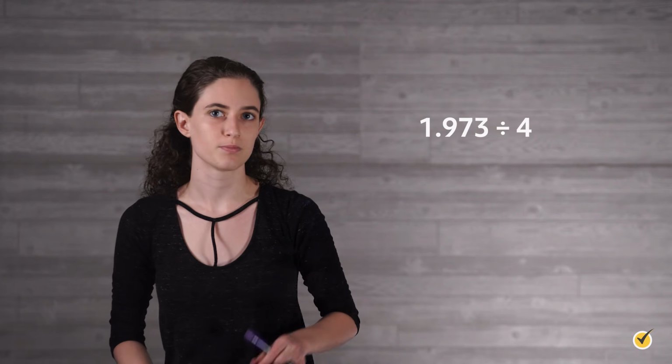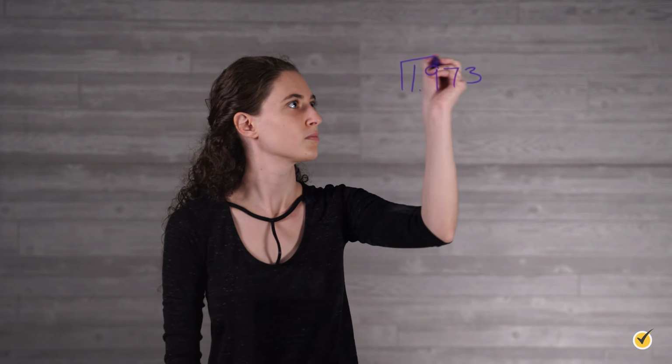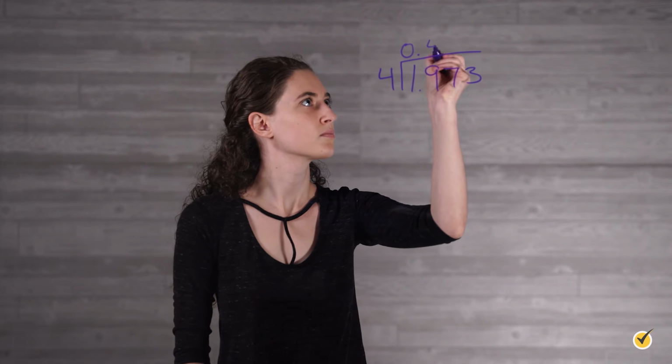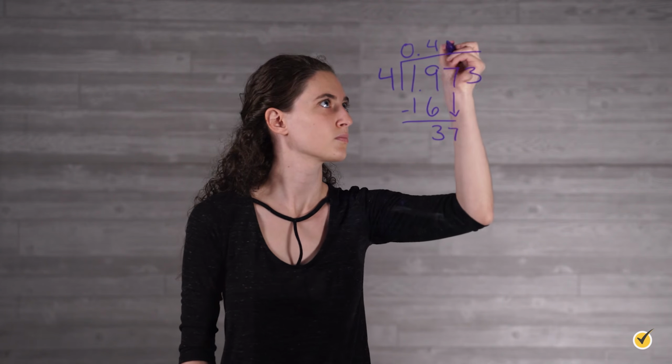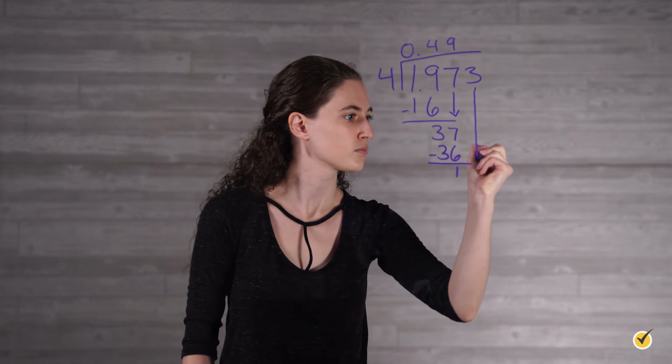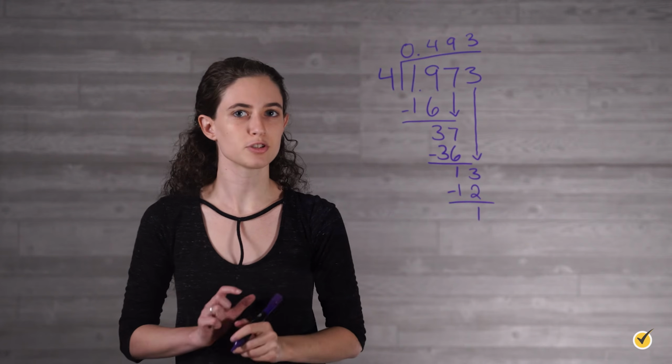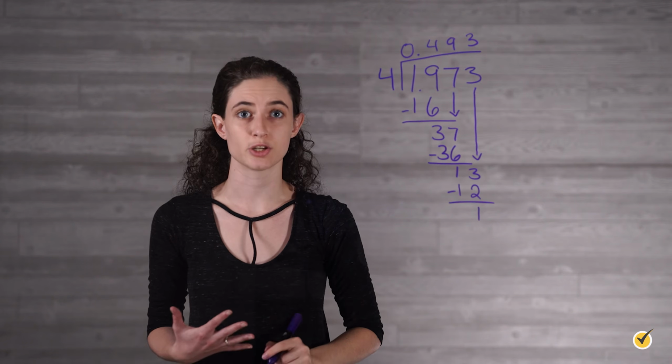This example will require a couple of extra steps that the last few didn't. 1.973 divided by 4. First, set it up for long division. Then, place the decimal point in the correct place and divide as you would normally. In this problem, we encounter something we haven't before, a remainder.